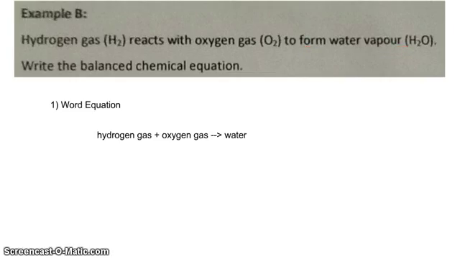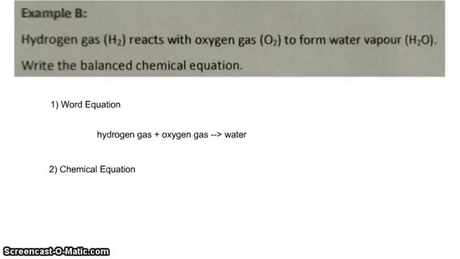Now that the word equation is done, where we have hydrogen gas plus oxygen gas, arrow, giving us water, we then need to write the next step, which is the chemical equation. To write the chemical equation, we simply look at the chemical formula for hydrogen, which is H2, the chemical formula for oxygen, which is O2, and the chemical formula for water, which is H2O. We then follow it and write it down.